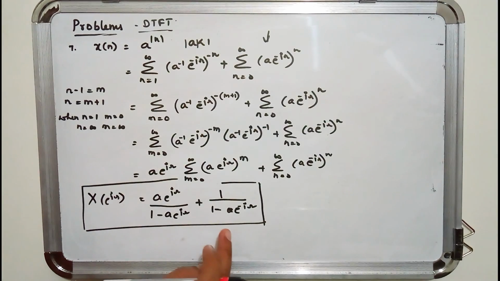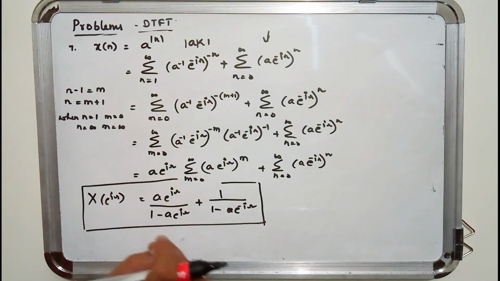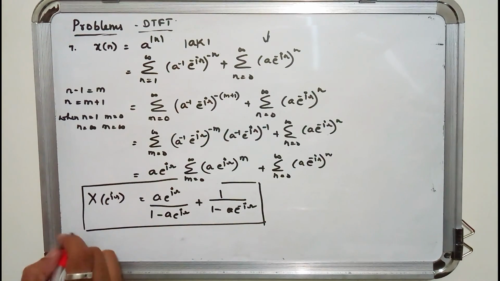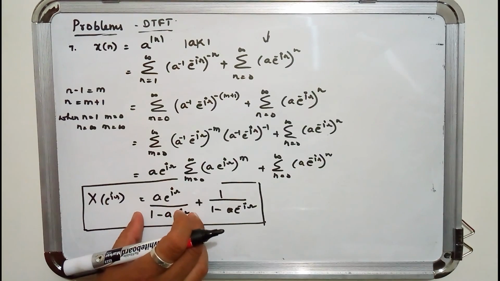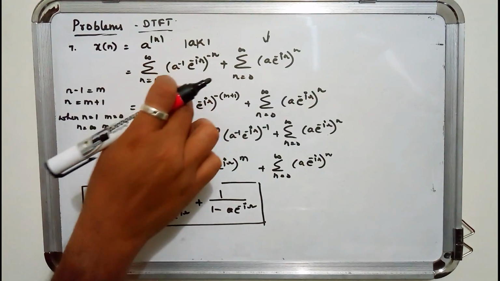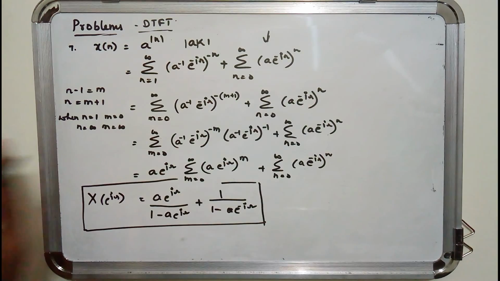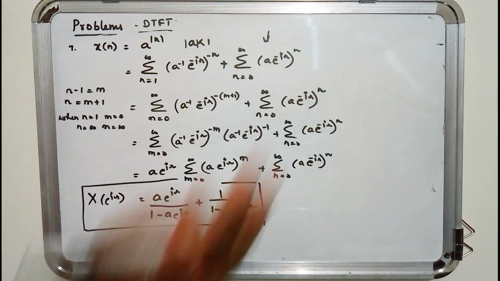So we can still further simplify by taking the common denominator, and we'll get the further reduced equation, but you can keep it at this point as well, because you'll be getting the first DTFT of the term by summing up from minus infinity to minus 1 and then from 0 to infinity.